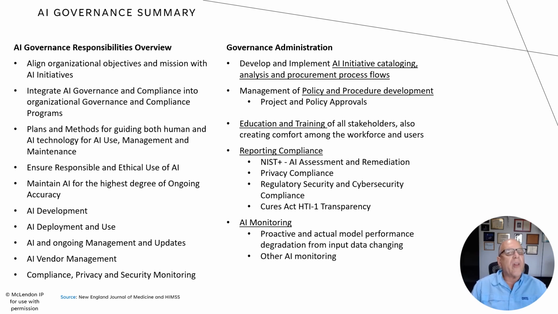So see, there is a lot to do that you can understand in a non-technical manner. Governance administration means how are we going to administer our governance? Well, we're going to develop and implement AI initiative cataloging, analysis, and procurement process flows. So we're going to control the process of identifying AI to be used and either developing it or bringing it in and have dedicated processes for doing that.